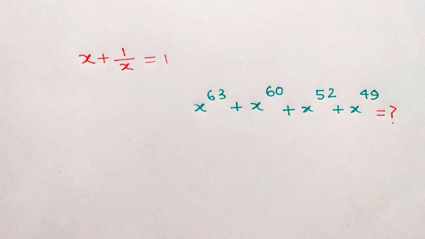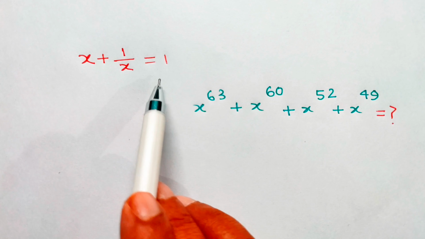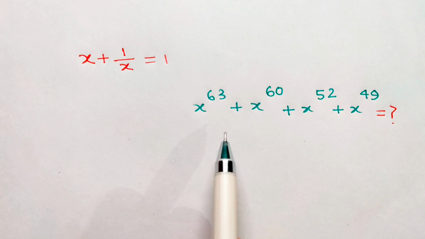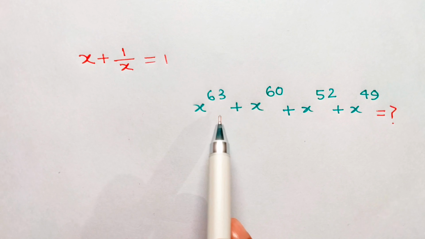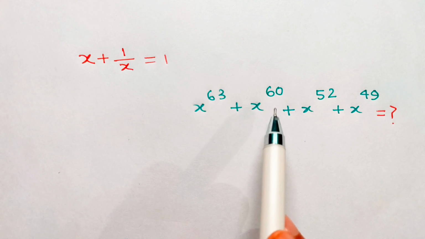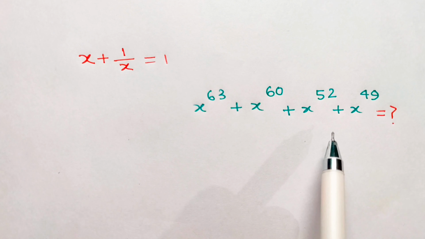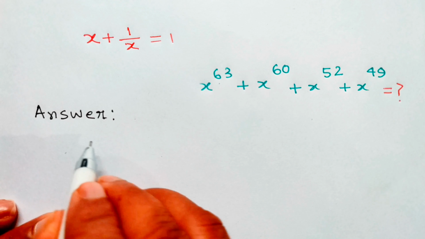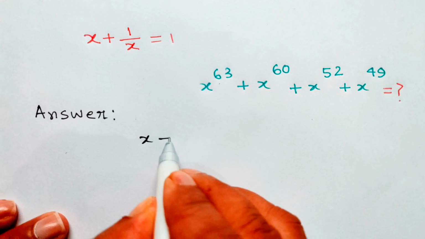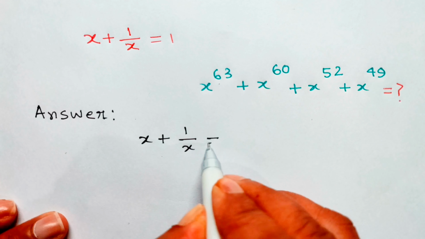Hello everyone, in this video we have been given x plus 1 divided by x equals 1. Now we are going to find the value of x to the power 63 plus x to the power 60 plus x to the power 52 plus x to the power 49. Answer: x plus 1 divided by x equals 1.